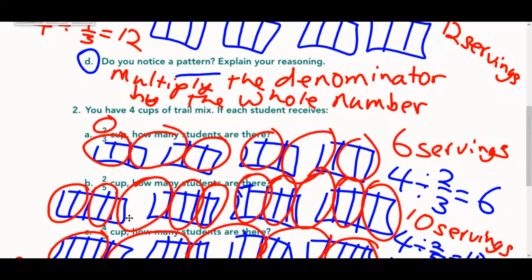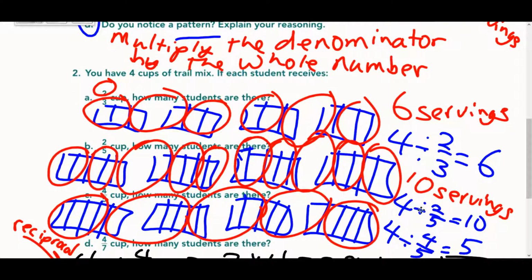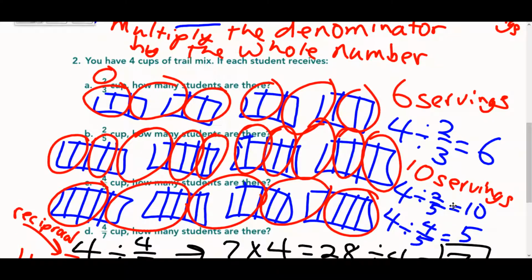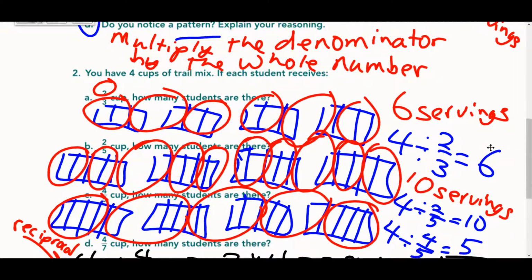Just make sure you break them all into fifths, and then you group them by 2. All right, and we get 10 servings, because 4 divided by 2/5 equals 10. Now, the pattern kind of starts to emerge here. It's very much related to this pattern, except we need to do one more step.